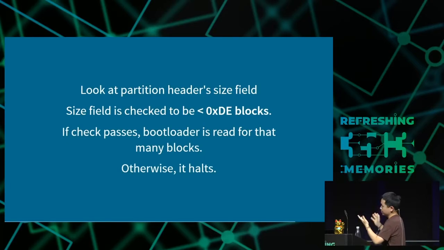If the check fails, it halts, and if it passes, then we can see that the actual bootloaders are read from the storage. So what happens if we manage to bypass the size check? Well, the theory is that it will overflow some buffer, because why do you check the size if you don't have a static buffer, right?